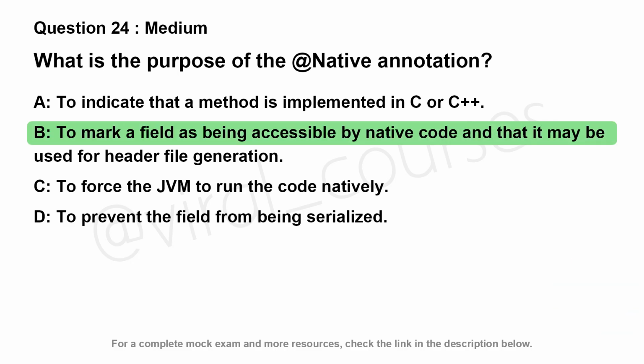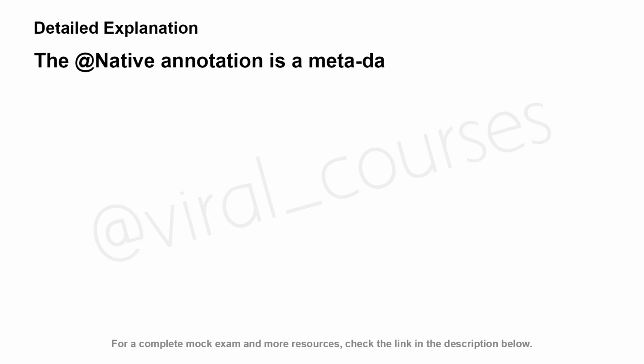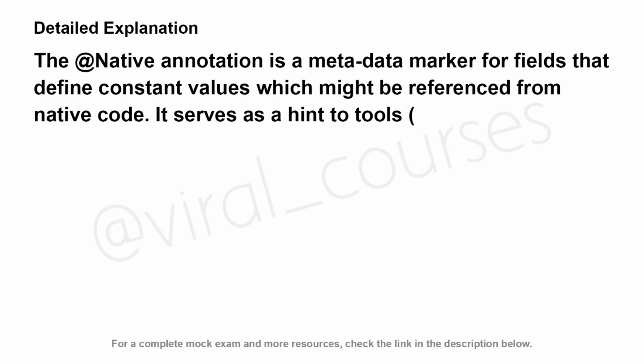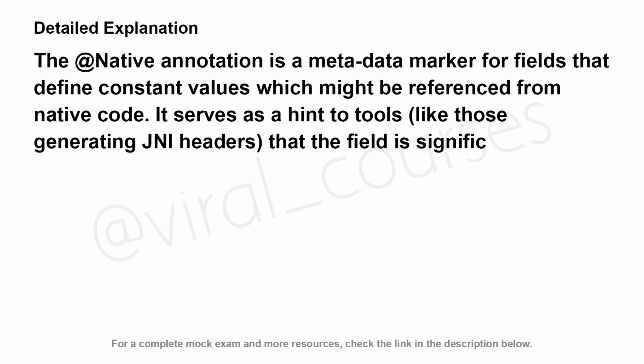The correct answer is B. The Native annotation is a metadata marker for fields that define constant values which might be referenced from native code. It serves as a hint to tools, like those generating JNI headers, that the field is significant for native interoperability.